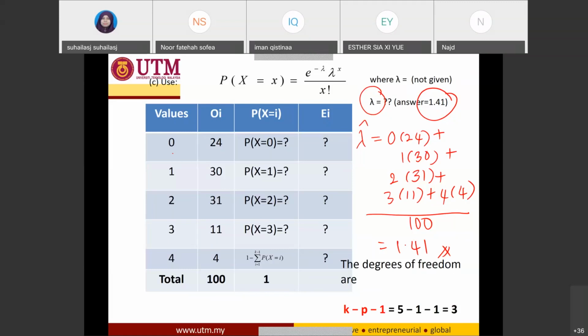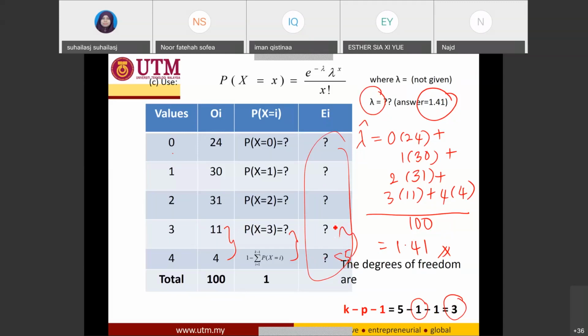So now we only have one parameter to be estimated. That means you have K, 5 categories, minus 1, minus 1, so degree of freedom 3, given that all your EI are greater than 5. We have 5 categories, minus 1, and one parameter to be estimated, minus 1. So you have 3. Suppose one of your EI is less than 5. Suppose this one is less than 5. So that means you still have to combine: combine the observed and combine your expected frequency.